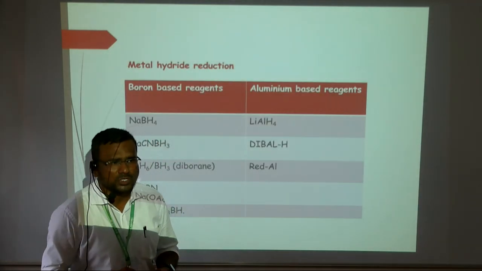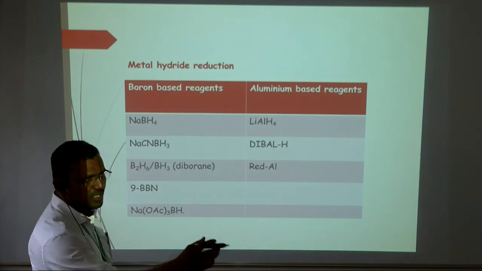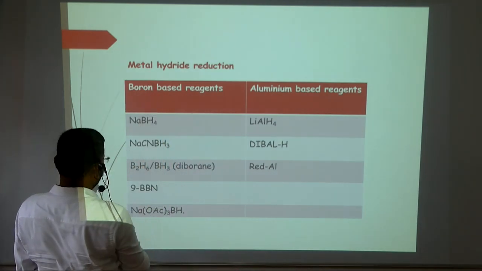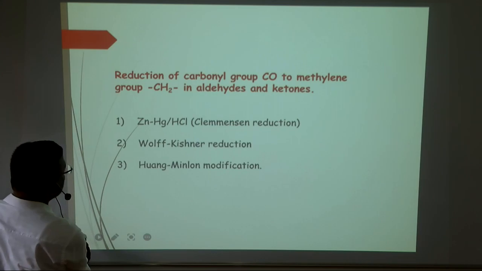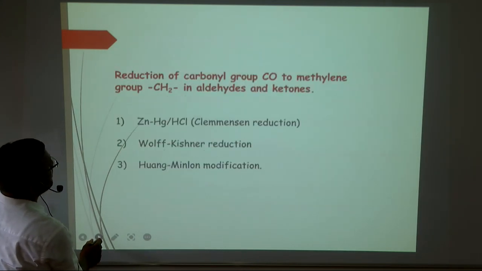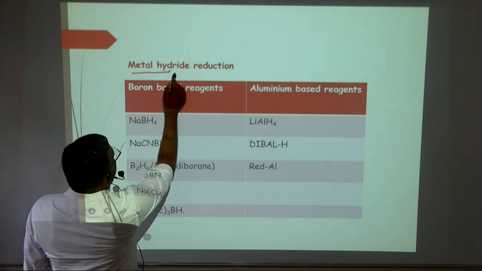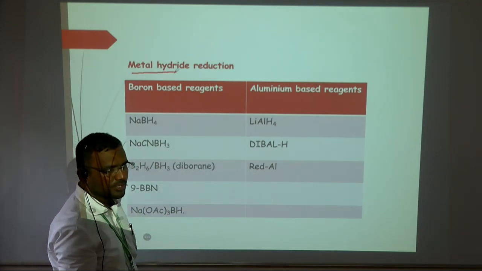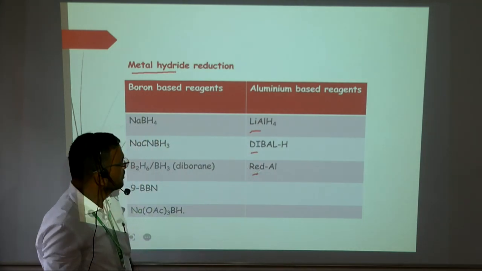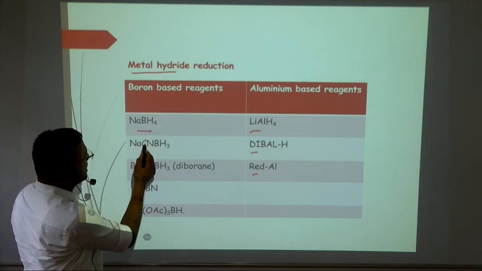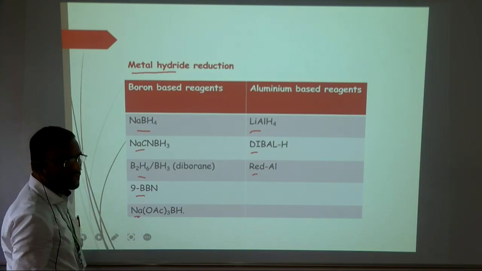Now, dear students, there are different reducing reagents. Some are metal hydride reducing reagents, which include lithium aluminum hydride, diisobutyl aluminum hydride, and red aluminium. Besides these three, there are sodium borohydride, sodium cyanoborohydride, diborane, 9-BBN, and sodium triacetoxyborohydride.